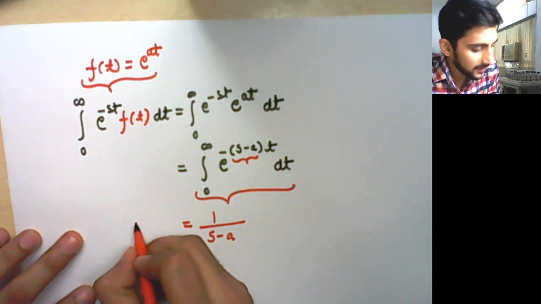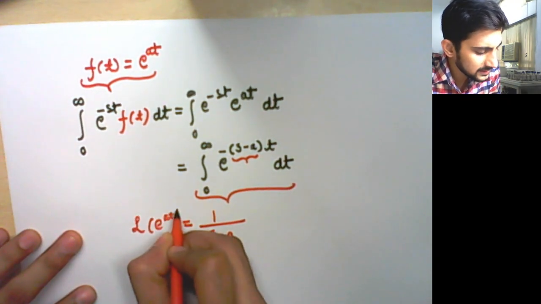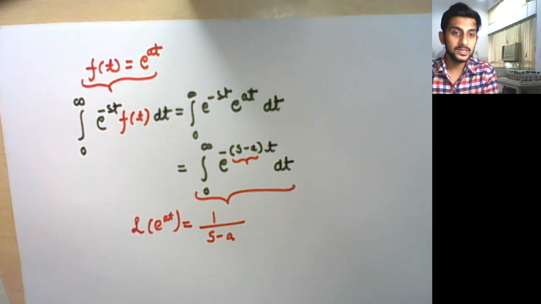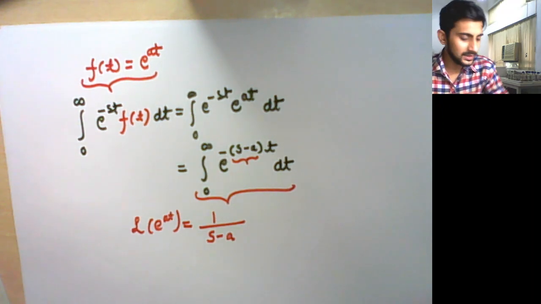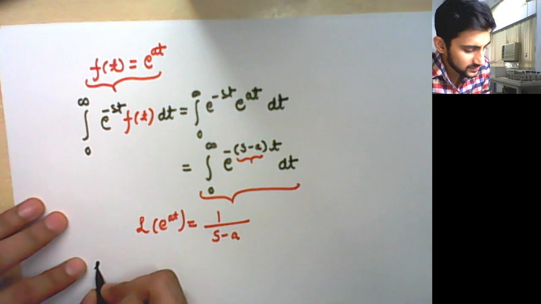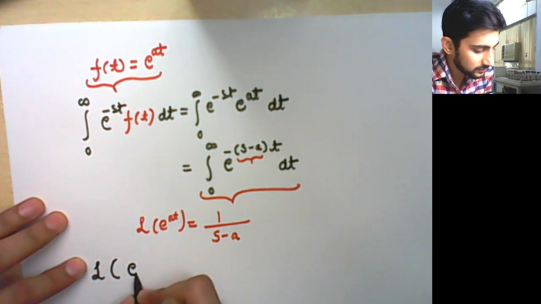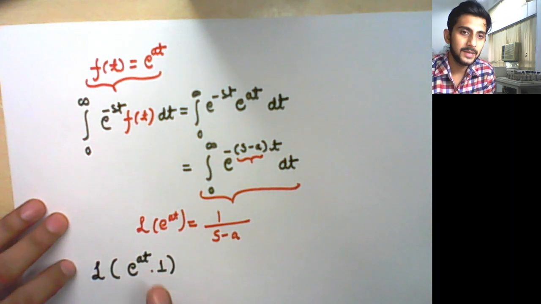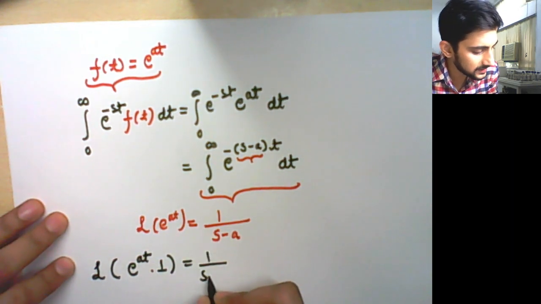So the Laplace transform of e to the power at is nothing but equal to 1 upon s minus a. It is as if I was taking the Laplace transform of e to the power at times 1, because it was multiplied with 1, it becomes 1 upon s minus a.